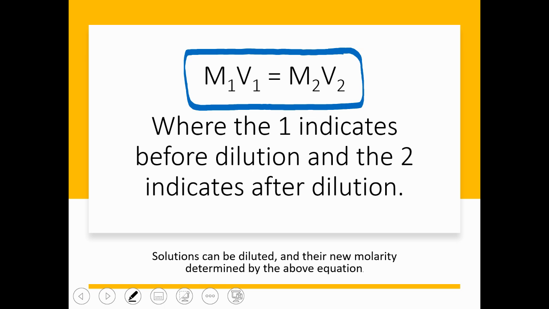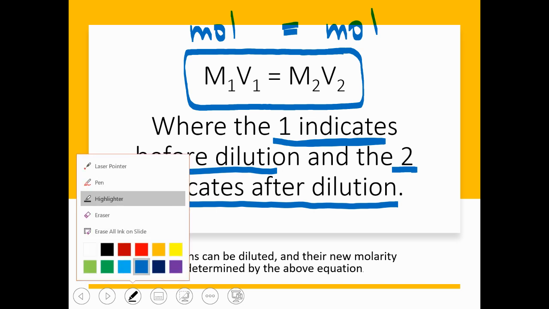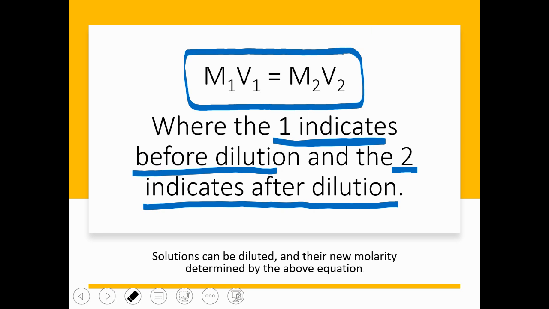And the idea here is that if 1 is before dilution and 2 is after dilution, then the moles before are equal to the moles after, right? Adding water and diluting the solution does not change the moles of the solute. So if we know the molarity and the volume before we dilute it, and the molarity and the volume after we dilute it, their products are going to be equal.